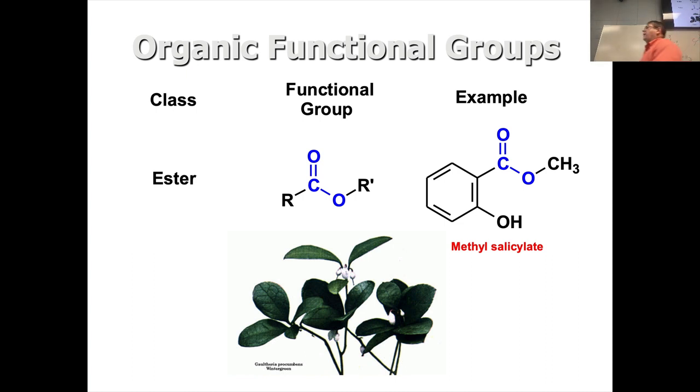We can also have a functional group called an ester. Notice it kind of looks like a carboxylic acid except for what? Right? It's got a carbonyl, it's got an oxygen, but instead of a hydrogen, it's got another carbon, another R group, right? It can be anything out here. This is called an ester, okay? And the example that's there is methyl salicylate. That comes from the oil of wintergreen. So if you like wintergreen kind of flavoring stuff, they add methyl salicylate to whatever it is to give you that artificial flavor.